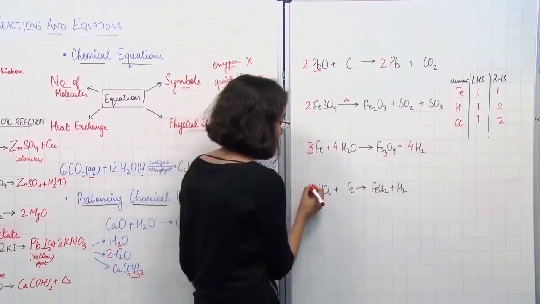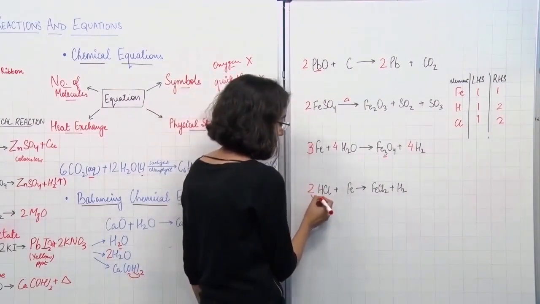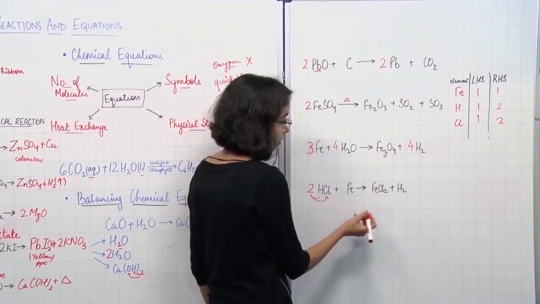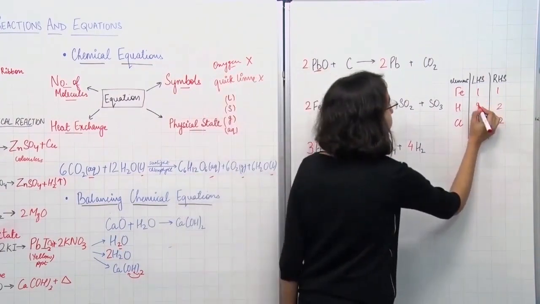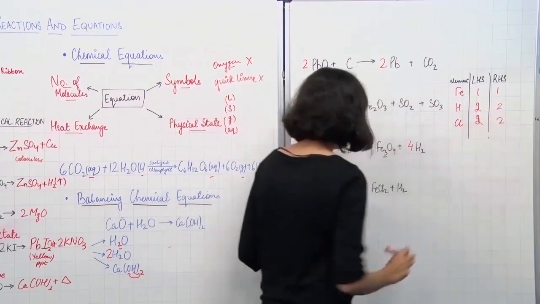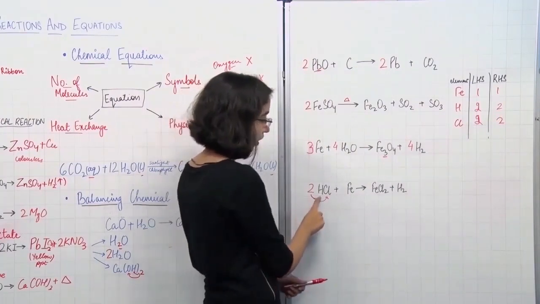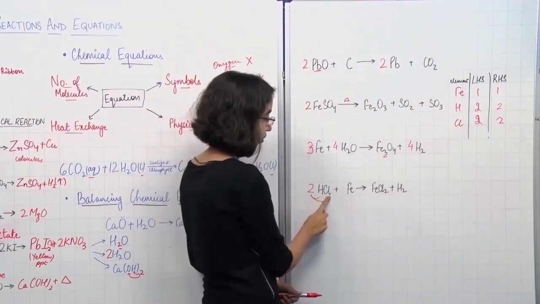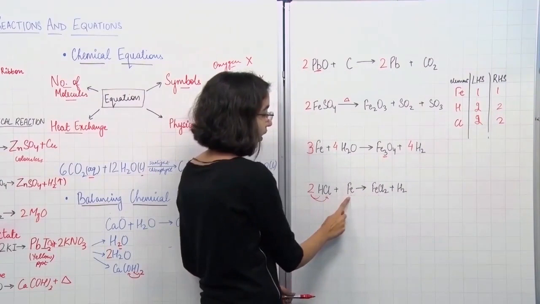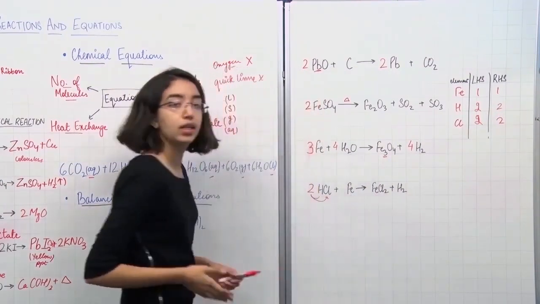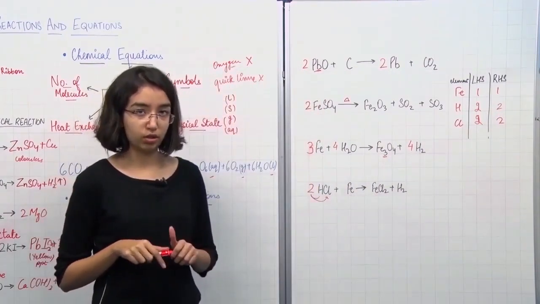So if I put a 2 here, there will be twice the hydrogen atoms and twice the chlorine atoms, which will balance out the equation. Now you can see there's 2 H here, 2 H there, 2 chlorine here, 2 chlorine there, 1 iron and 1 iron. So all these are examples of balancing out an equation.